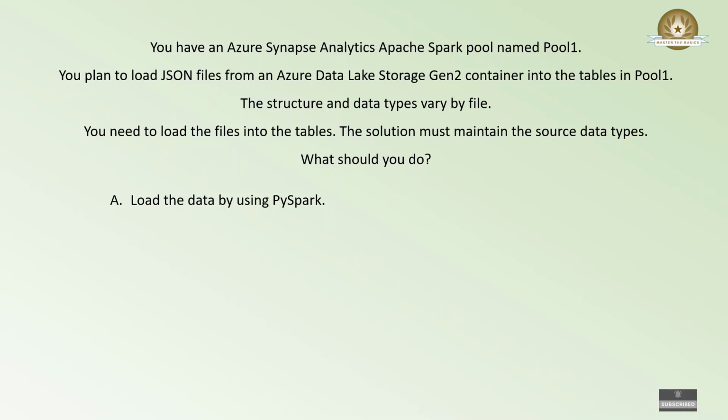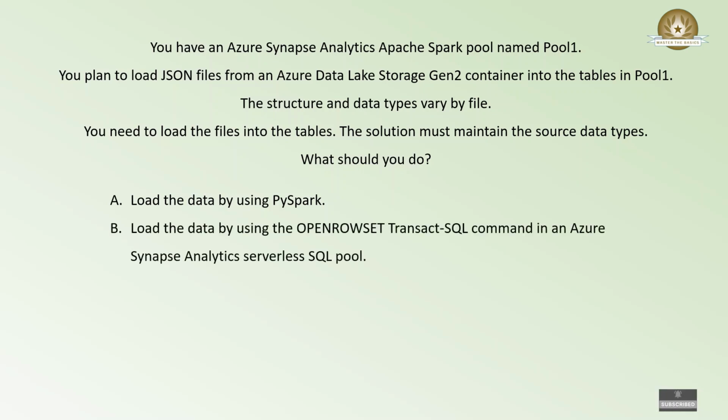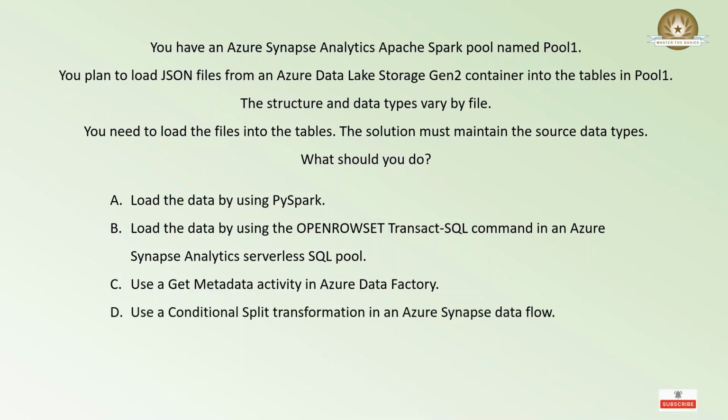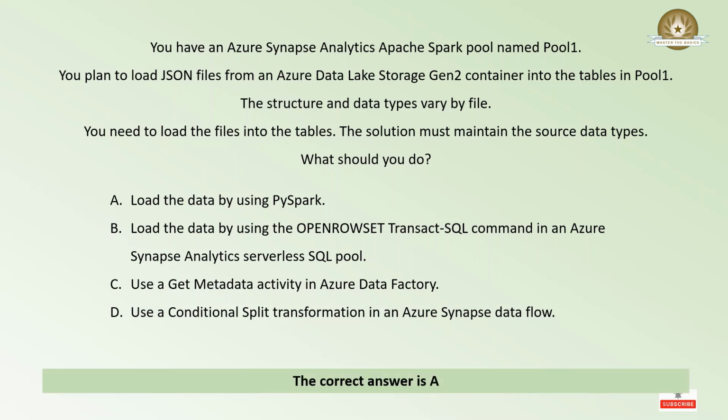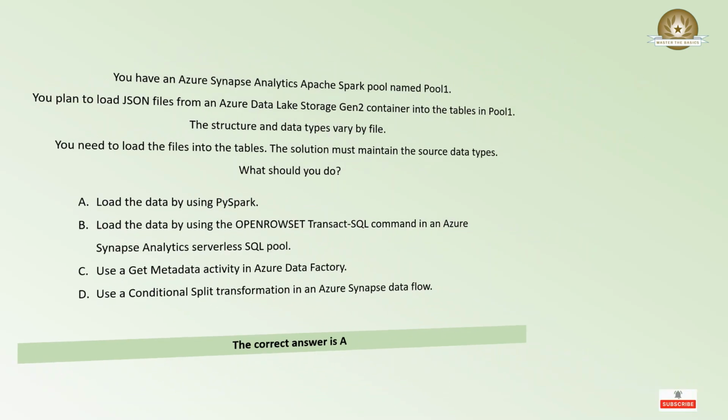What should you do? A. Load the data by using PySpark. B. Load the data by using the OPENROWSET Transact-SQL command in an Azure Synapse Analytics serverless SQL pool. C. Use a Get Metadata activity in Azure Data Factory. D. Use a conditional split transformation in an Azure Synapse data flow. The correct answer is A. Load the data by using PySpark.